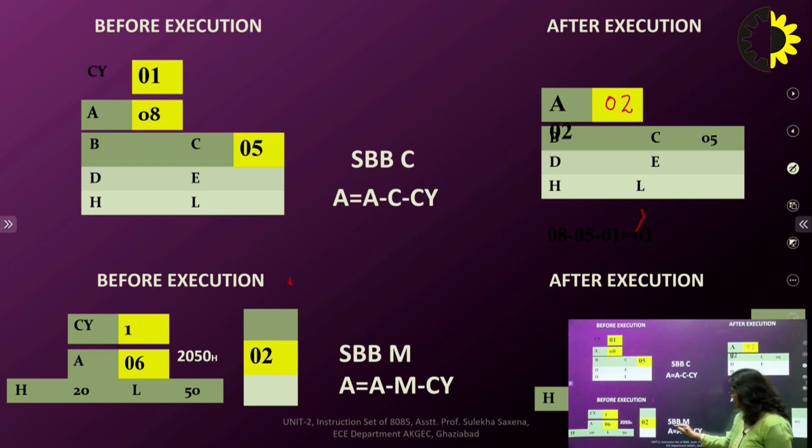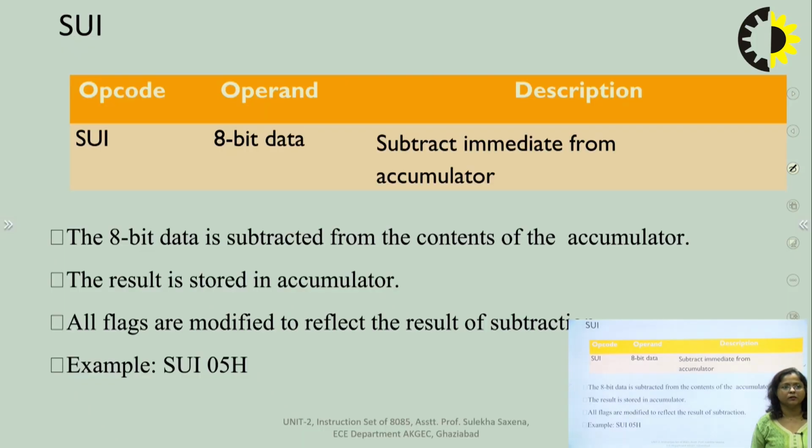Similarly, we write SBB M and let HL pair contain 2050 and the value at 2050 location is 02. So this instruction will do accumulator minus content of memory location minus carry flag, 6 minus 2, 4, minus 1, 3. So the accumulator will contain 03. So this is how subtract with borrow works.